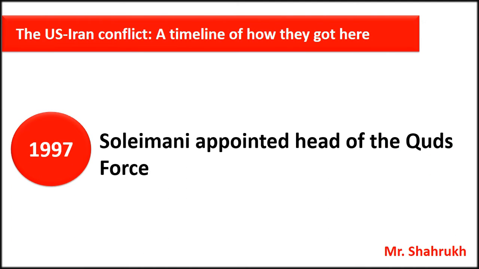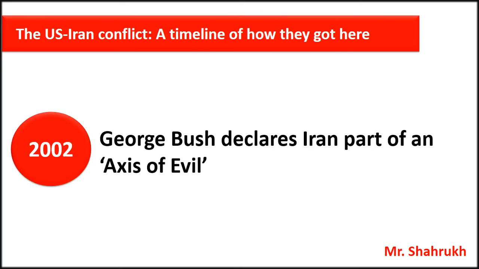In 1997, Soleimani appointed head of the Quds Force. Qasem Soleimani, who has been rising through the ranks of the Iran Revolutionary Guard Corps, is appointed chief commander of the Quds Force, an elite special forces unit that handles Iran's overseas operations. He is instrumental in spreading Iran's influence in the Middle East and soon becomes one of the country's most powerful leaders. In 2002, George Bush declares Iran part of an axis of evil.